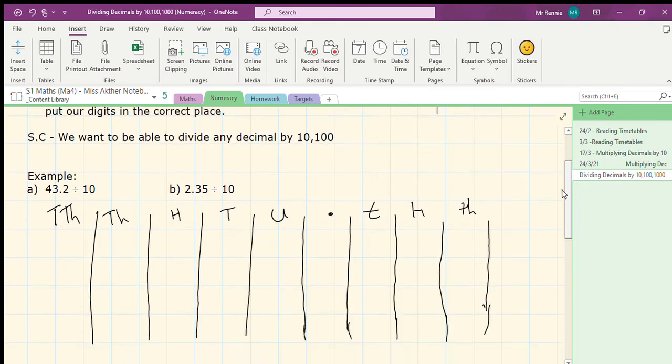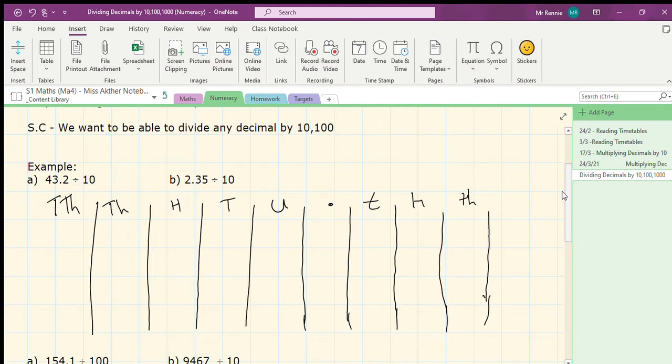Okay, so what you see here is a place value grid for both whole numbers and decimals. So if I start off with my decimal point, which is located here, okay, in this column here, then after that we've got the units, the tens, the hundreds, the thousands and the 10,000s. And going to the right, we have the tenths, the hundredths, the thousandths, and if we need it, we can even put in the ten-thousandths. Okay, so place value is going to be very important for us. So what we're going to do is we're going to answer 43.2 divided by 10, and we're going to answer 2.35 divided by 10 as well.